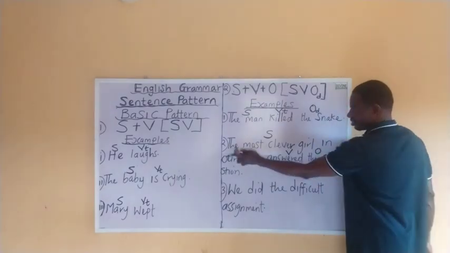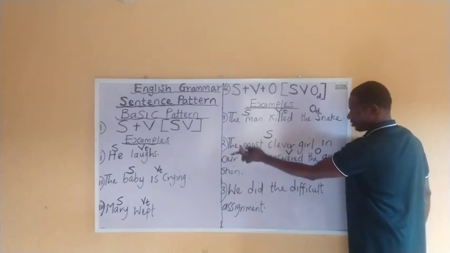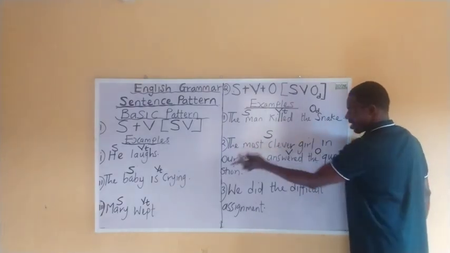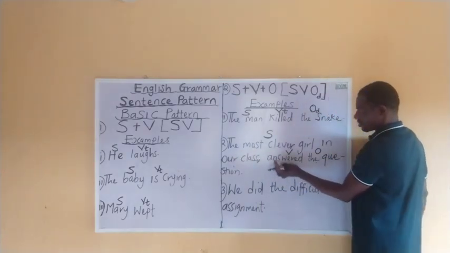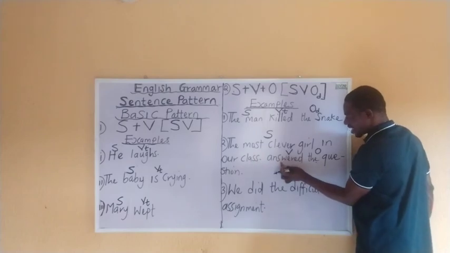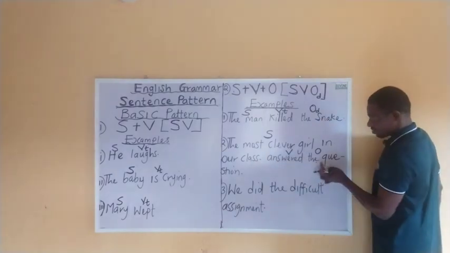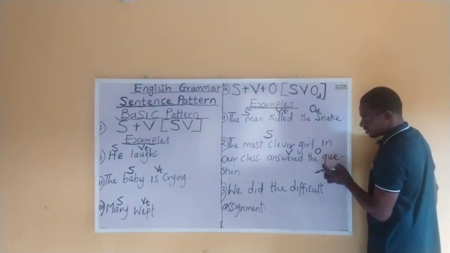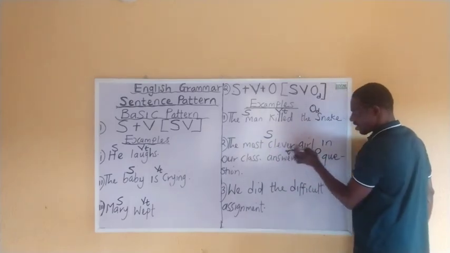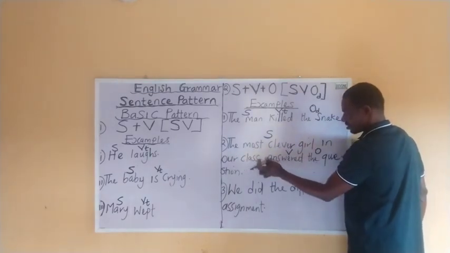I take it again. The most clever girl in our class is acting as the subject. Answered is the verb. The question is the object. So the question here is a noun phrase acting as an object. The most clever girl in our class is a noun phrase acting as the subject.